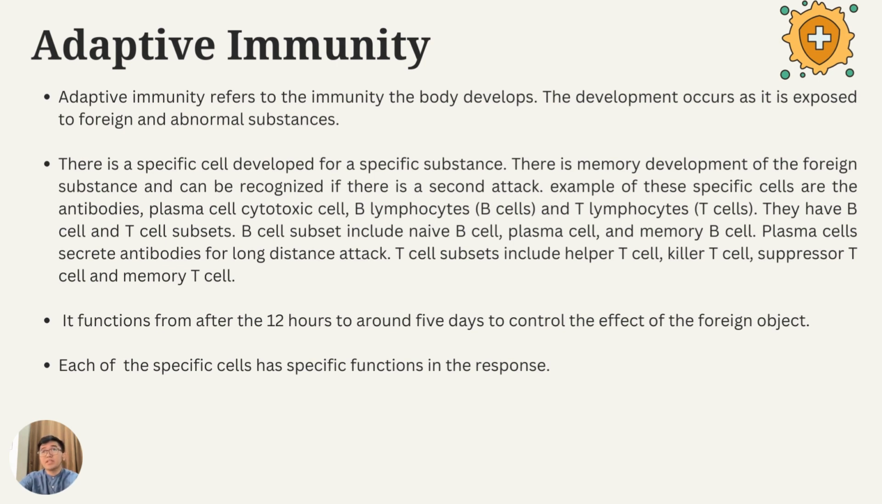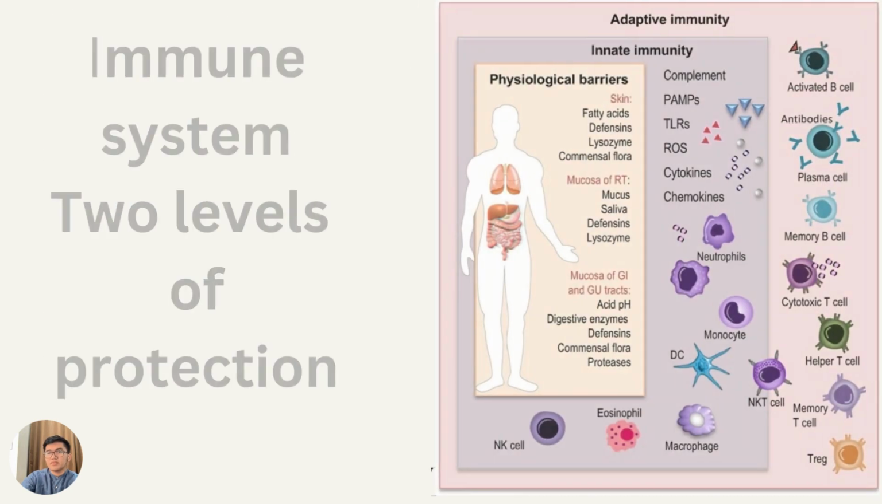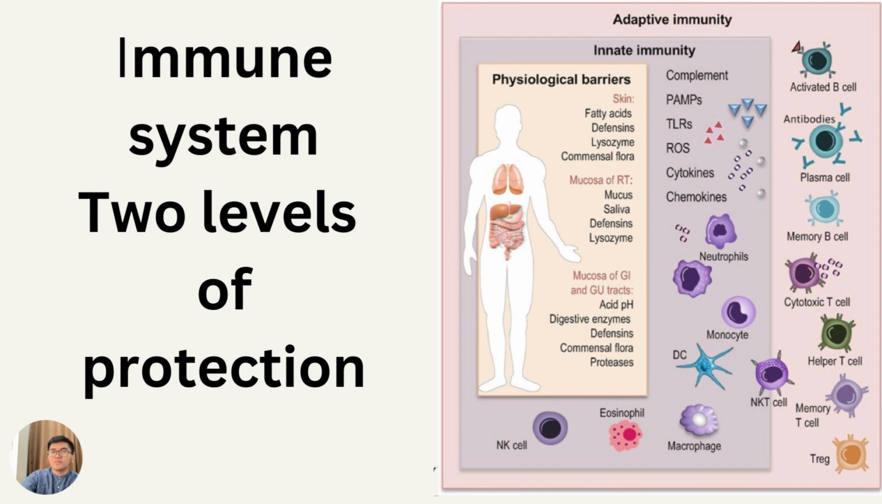Next, we have the adaptive immunity. It refers to the immunity the body develops. The development occurs as it is exposed to foreign and abnormal substances. There is a specific cell for a specific substance. There is a memory developed of the foreign substance, and it can be recognized if there is a second attack. It functions from after 12 hours to around 5 days to control the effect of the foreign substance. Each of the specific cells has a specific function in the response. These are the adaptive immunity and innate immunity, or rather, what we call the immune system's two levels of protection.